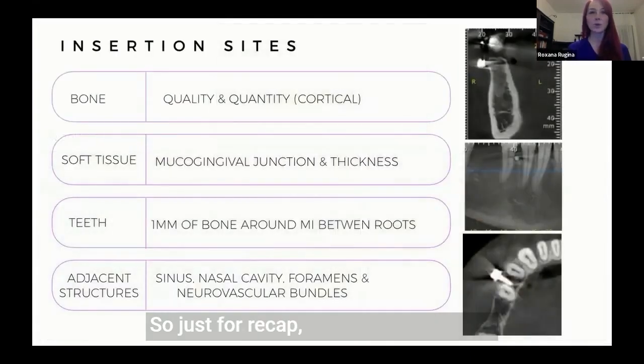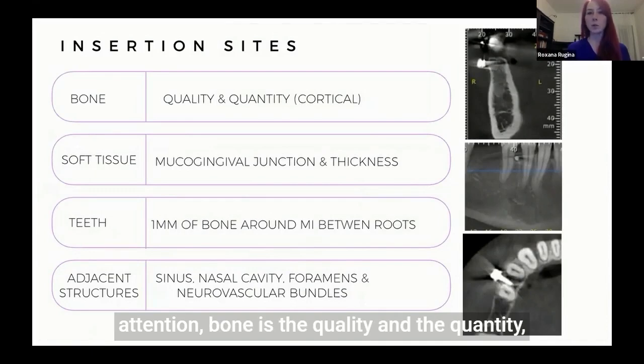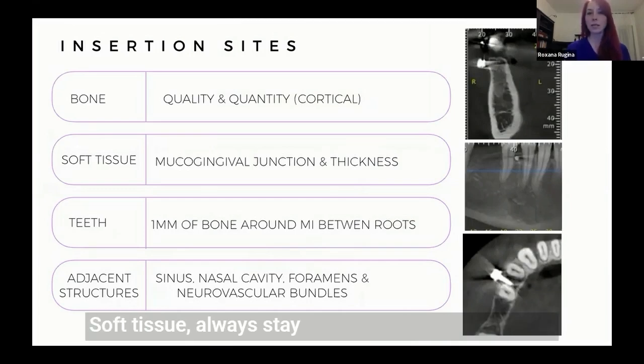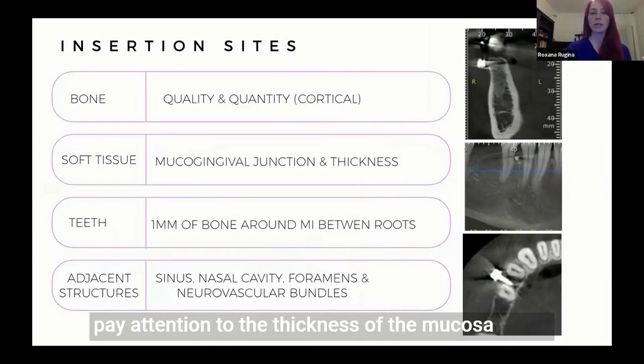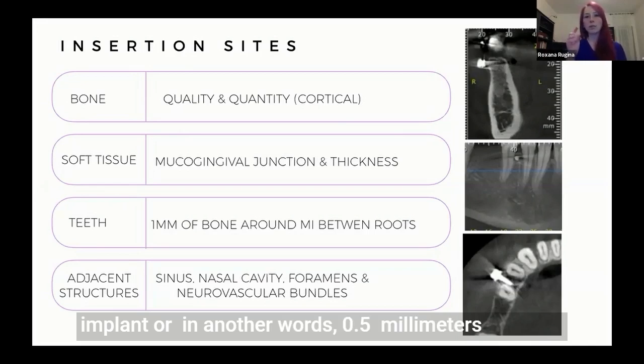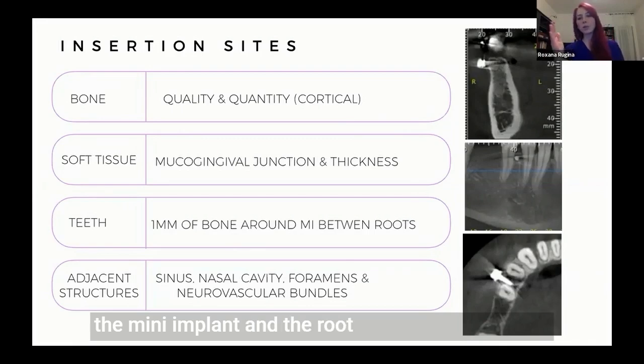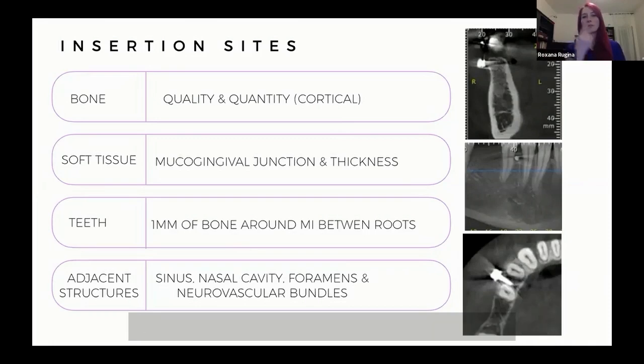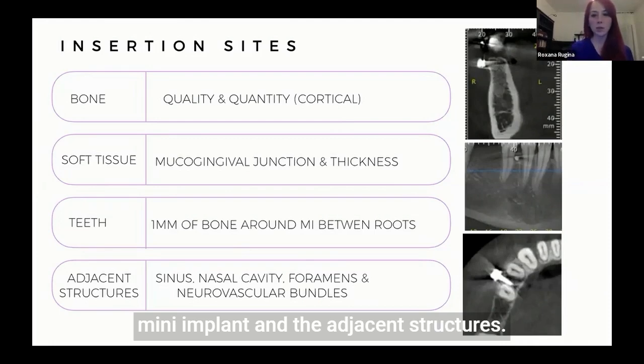Okay, so just for recap, what we have to pay attention to. Bone is the quality and the quantity, and we want to have more cortical bone. Soft tissue, always stay in the attached mucosa and pay attention to the thickness of the mucosa. Teeth, we need to have 1 millimeter of bone around the mini implant, or in other words, 0.5 millimeters between the mini implant and the root of the adjacent teeth.